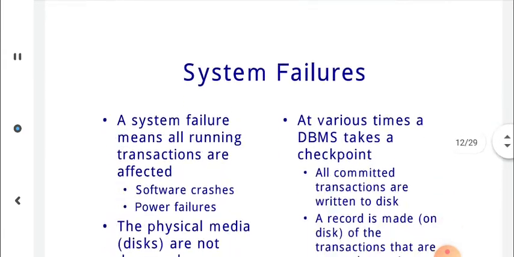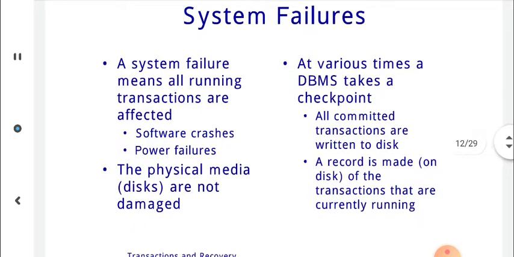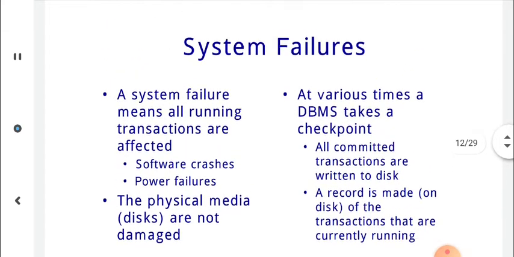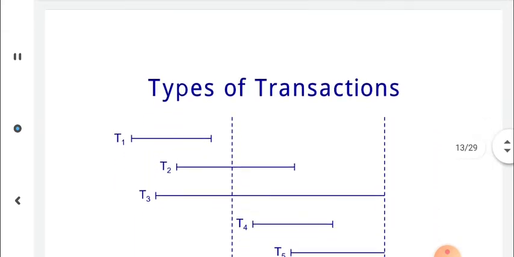Okay. So system failure happens. System failure means all running transactions are affected: software crash, power failure, and the physical media are not damaged, of course. And at various times, the DBMS takes a checkpoint. For example, all committed transactions are written to disk, and a record is made of all transactions. So this is very important, the system failure aspects.